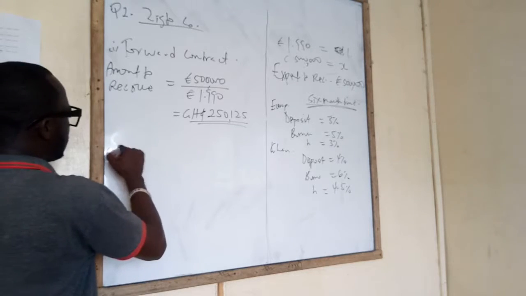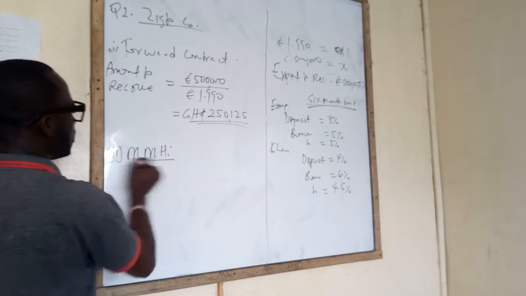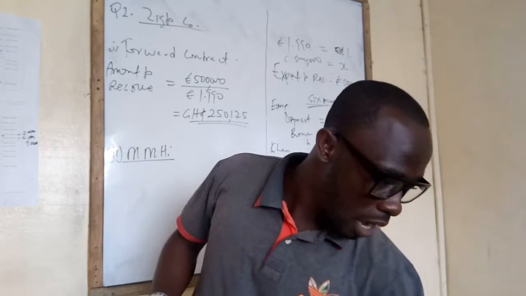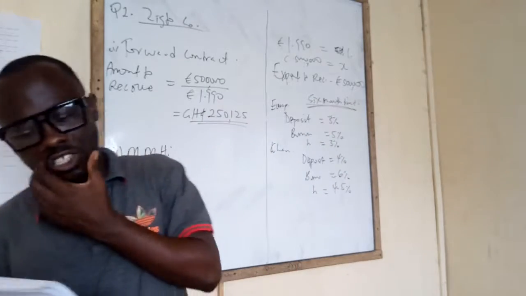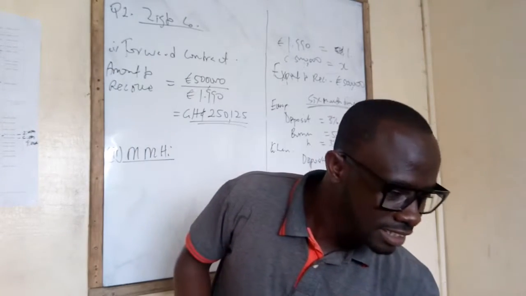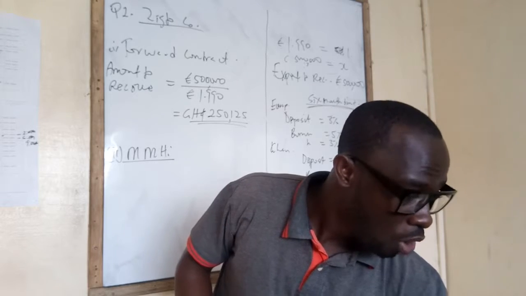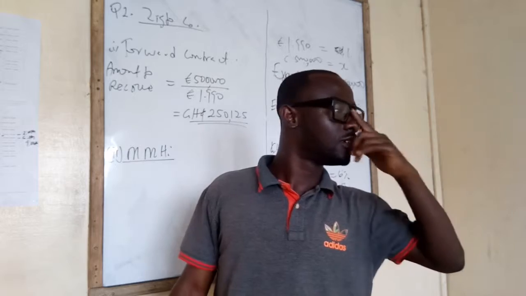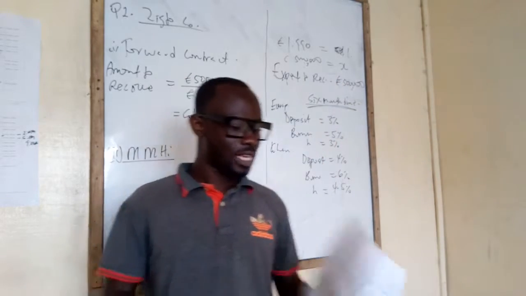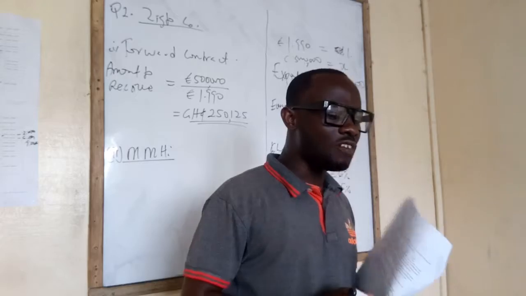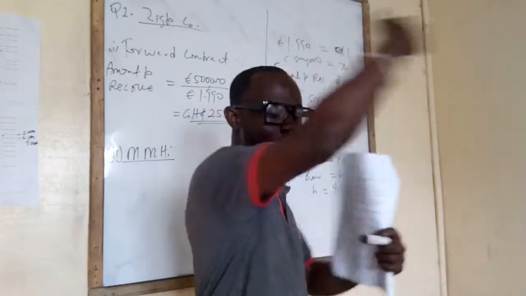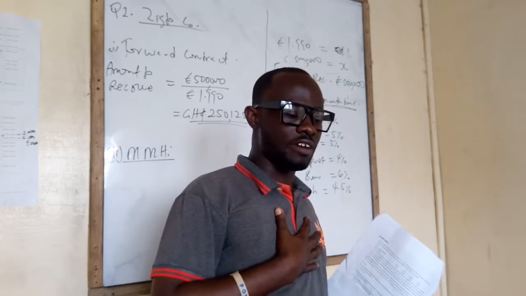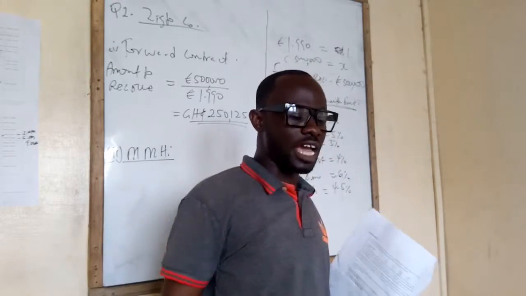The second scenario is the money market hedge. Under money market hedge, how do we go about it? Now, with money market hedge, there are techniques. When we are receiving money, what do we do? I gave you some stages. Number one, borrow the present value of the future foreign currency today. Convert the amount borrowed into the home country currency and deposit it in the domestic currency to earn interest.